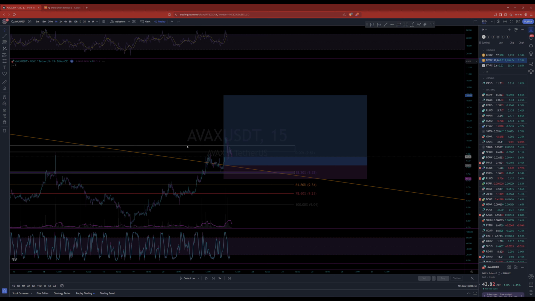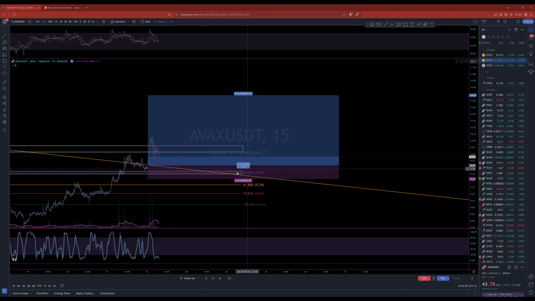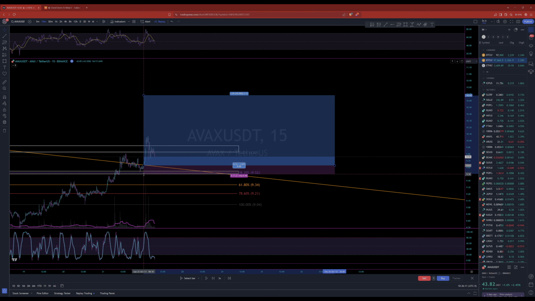Now we can just look at the 1 hour. And at this point, you can maybe move your stop tighter to here. I don't want to go too much into that, but you're starting to get the picture of risk management, which I'll do another video on.